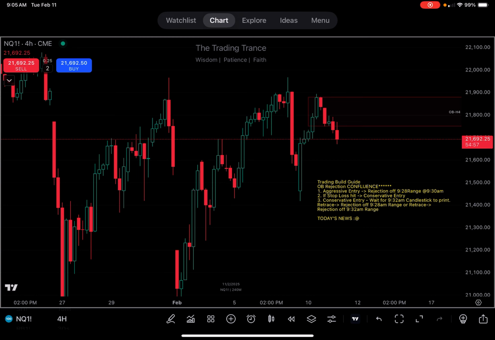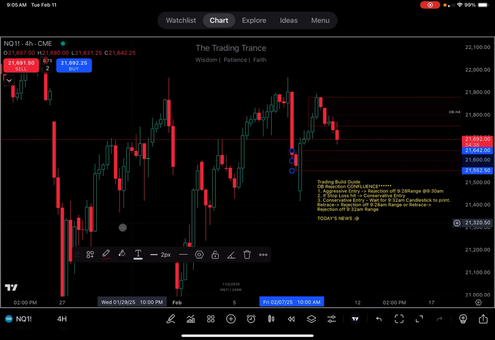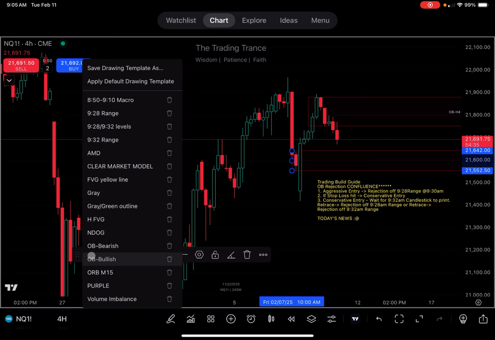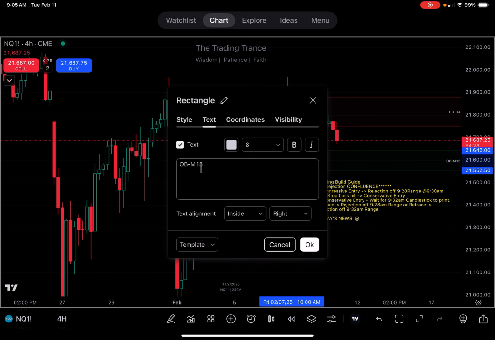A bullish order block would be the last bearish candle before a major swing on the upside, in the bullish direction. So I have all my stuff. I'll do it here so you can see. This is an OB bullish, and then I change the time so I know what time frame this was on.